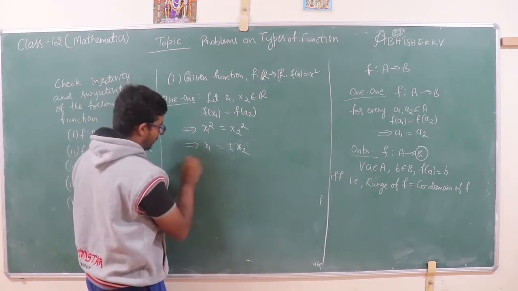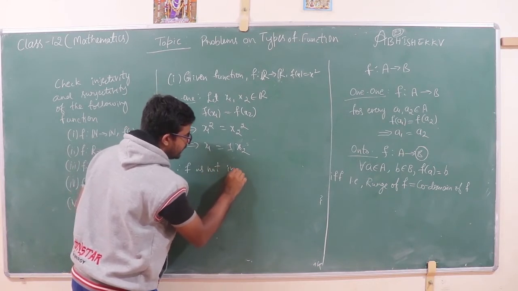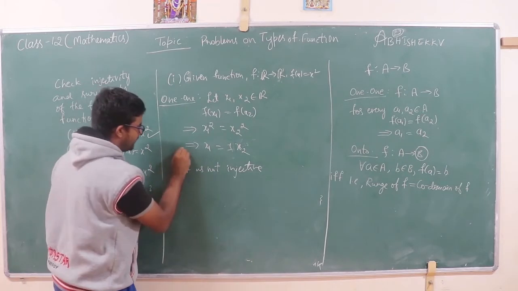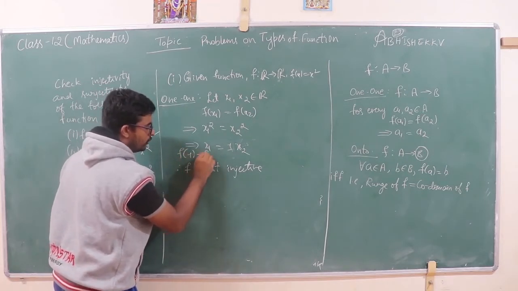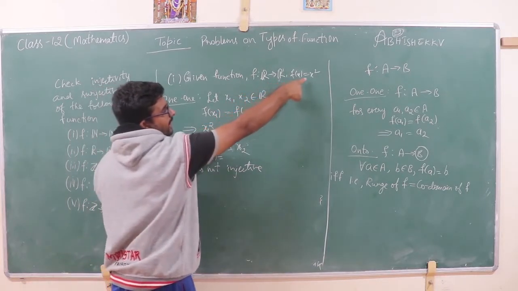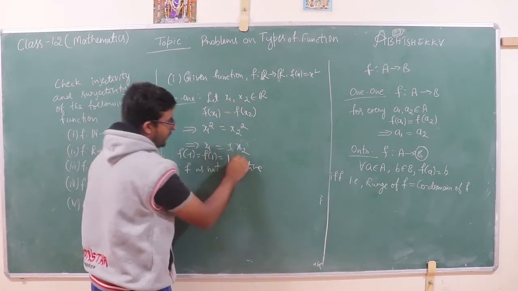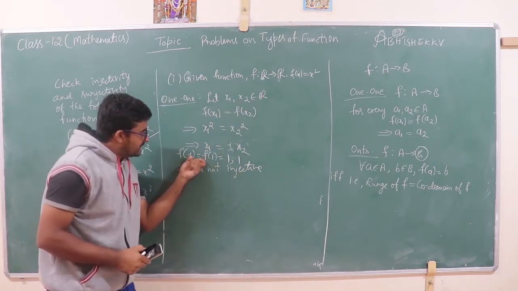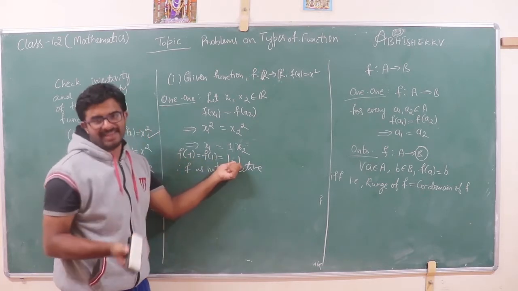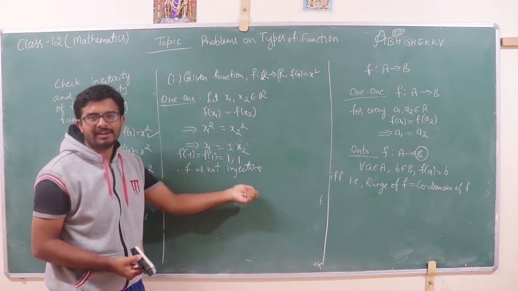Therefore, f is not injective. For example, f of minus 1 is equal to f of 1. See, f of minus 1 is minus 1 whole square. What is minus 1 whole square? 1. What is f of 1? 1 square, 1. See, distinct elements of the domain are getting the same image. That contradicts the definition of 1-1. Therefore, it is not injective.